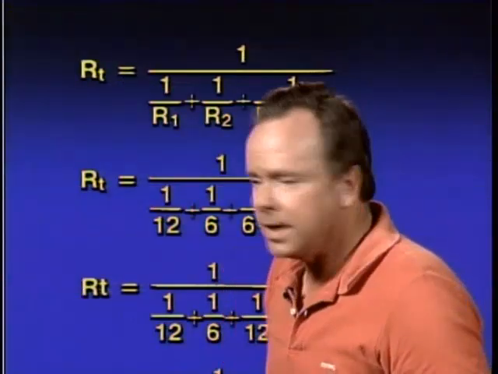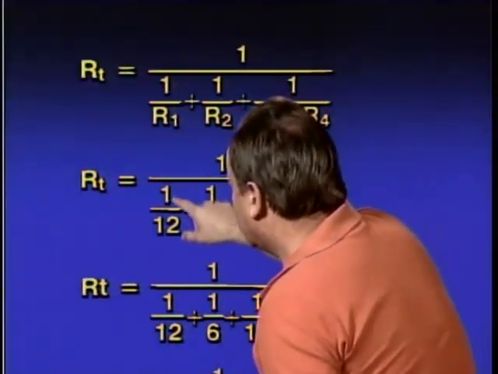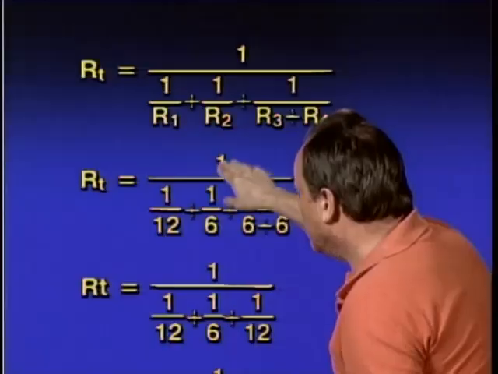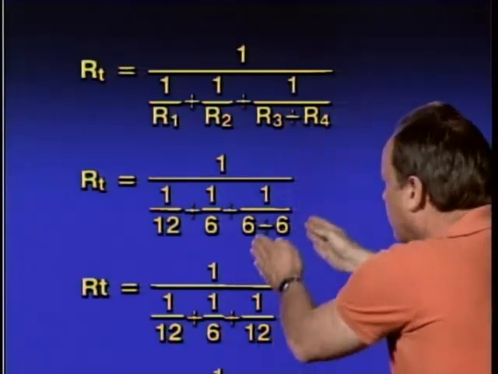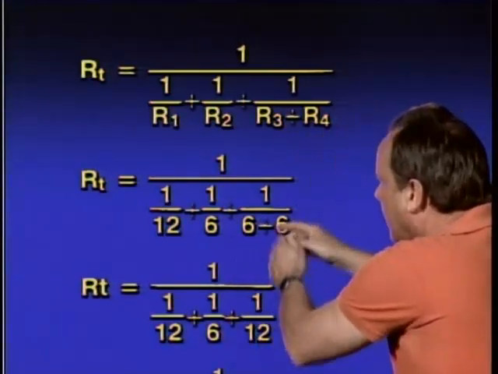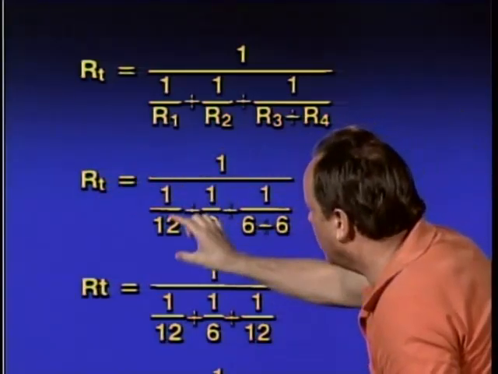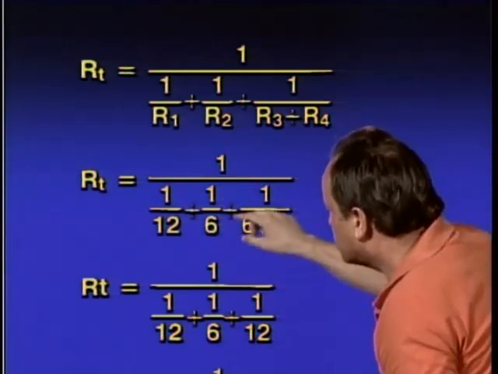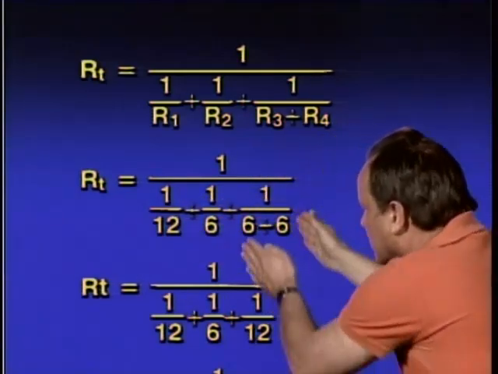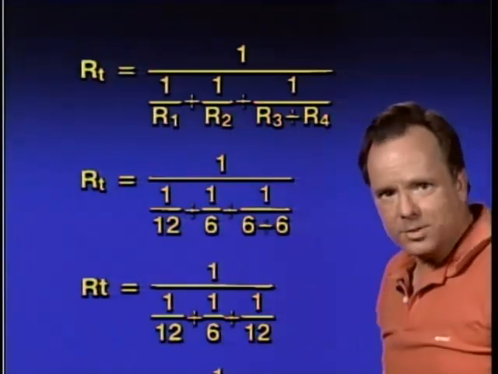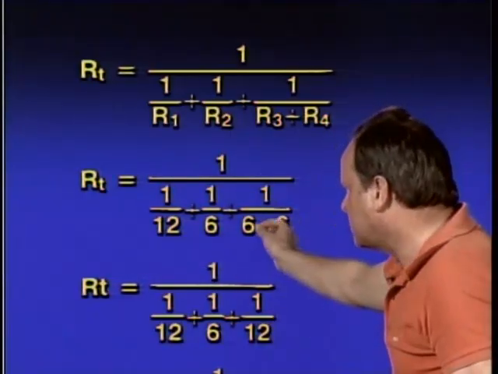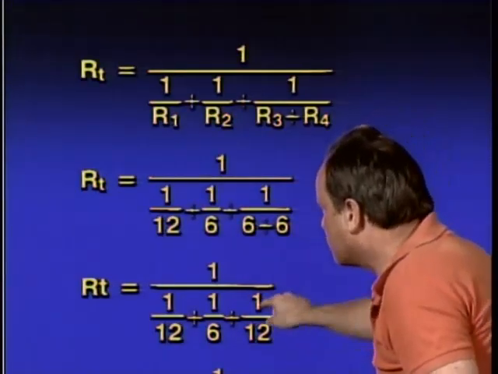Now, let's go back to the math and fill in those things. R1 is 12 ohms, R2 is 6 ohms, and R3 and R4 are each 6 ohms. And so now you have the total resistance is 1 over the fraction 1/12 plus 1/6 plus the fraction 1 over 6 plus 6. You can see what's going to happen next. We'll add that 6 plus 6 together, and everything's the same. Now it becomes 1 over 12.